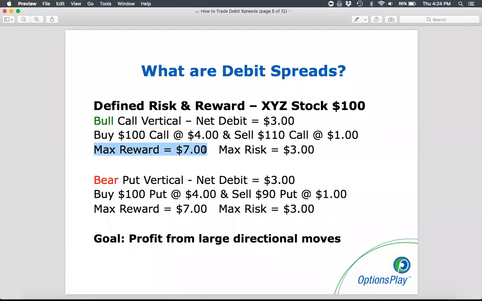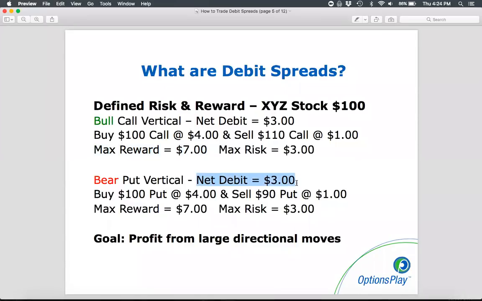Okay. Conversely, if you're bearish on XYZ stock, what you can do is buy a $100 put, very similar to an outright put buyer. But when you're buying that put for $4, you're also going to sell a put against that. You're going to sell a $90 put, a lower put, for a smaller amount of credit. So let's say you also bring in $1, that brings your net debit for the two legs to $3.